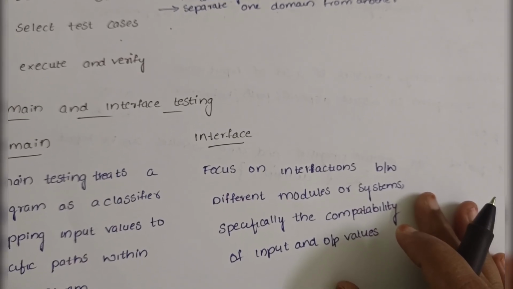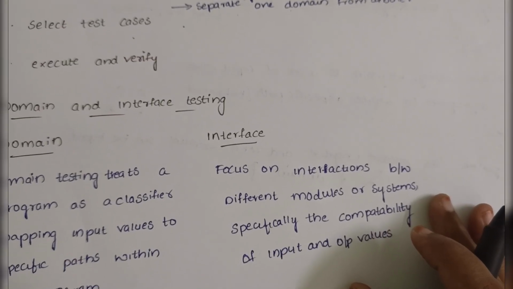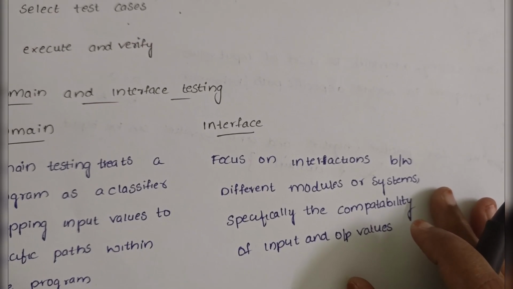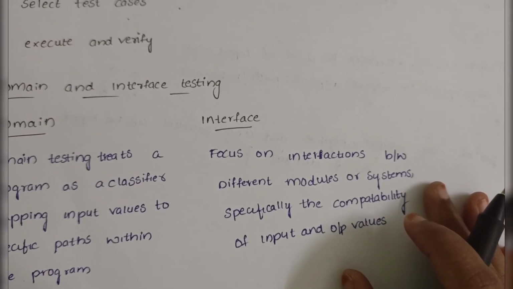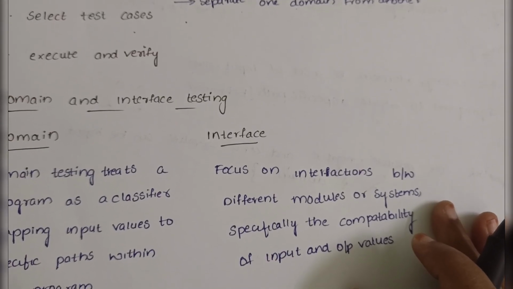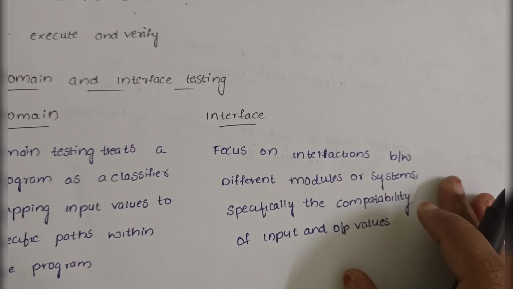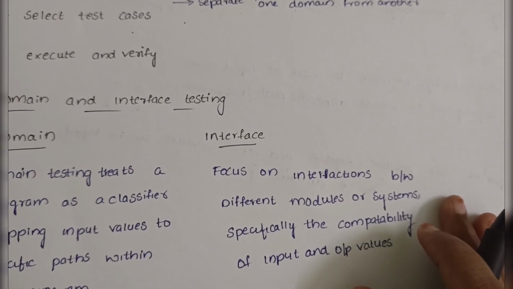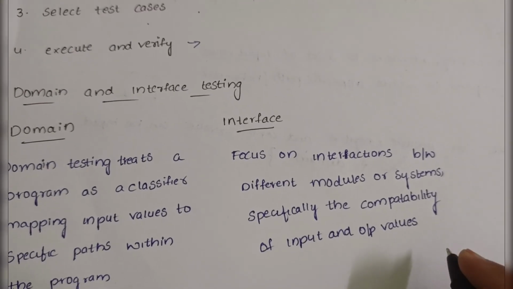Fourth one, execute and verify. Here we run the program with the selected test cases, giving the input, and we get the correct output as expected for the given input domain. Previously, in selecting test cases, we built test cases with different values to get the correct resolution. Now we are executing and verifying the test cases to see whether they are working properly or not.